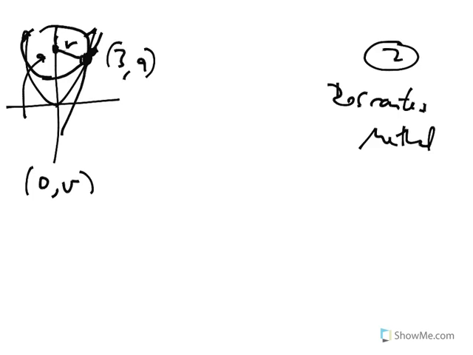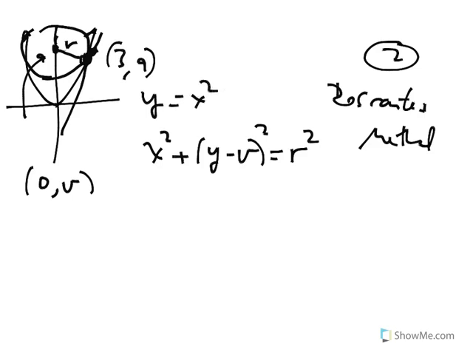So the circle's center is (0, V), so we can say that the circle's equation is x squared plus (y minus V) squared equals R squared. The parabola, we already know, is y equals x squared. And we have a lot of variables here: x, y, V, R. There's a third equation that's going to be useful.